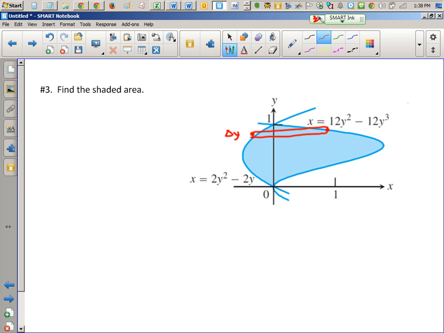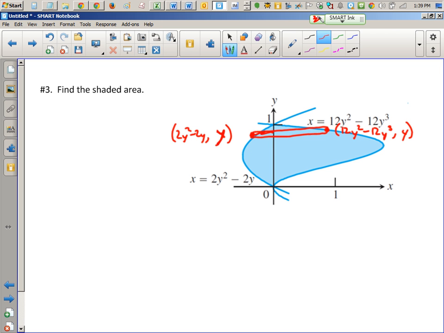And it has a height delta y. And just how wide is this thing? Well, let me give you the coordinates of the endpoints, okay? This endpoint is at 2y squared minus 2y, comma x. I'm sorry, comma y. When y is simply y, x obeys this rule. Kind of weird. And this point on the right is the point 12y squared minus 12y cubed, comma y.